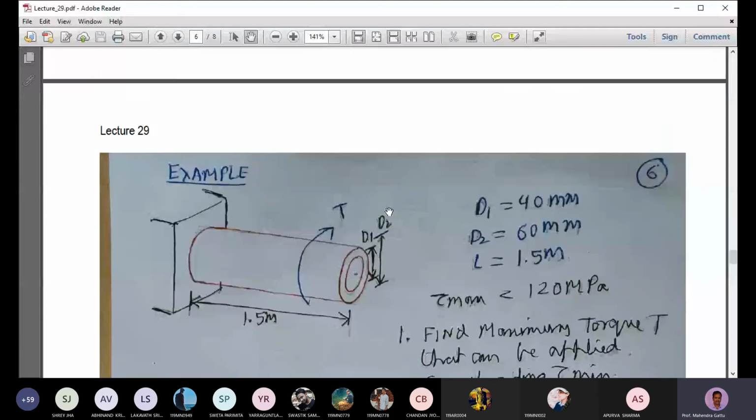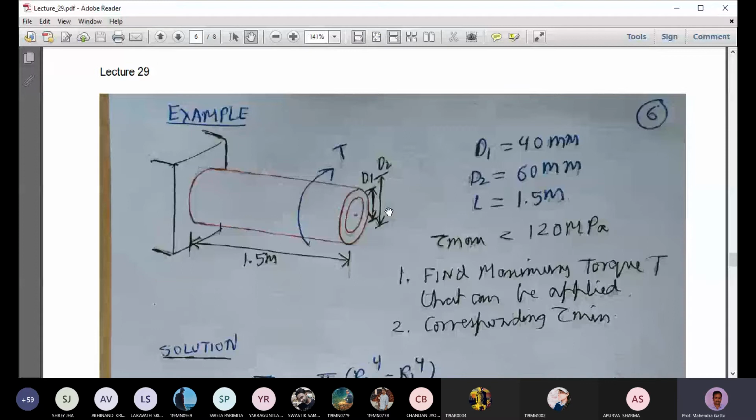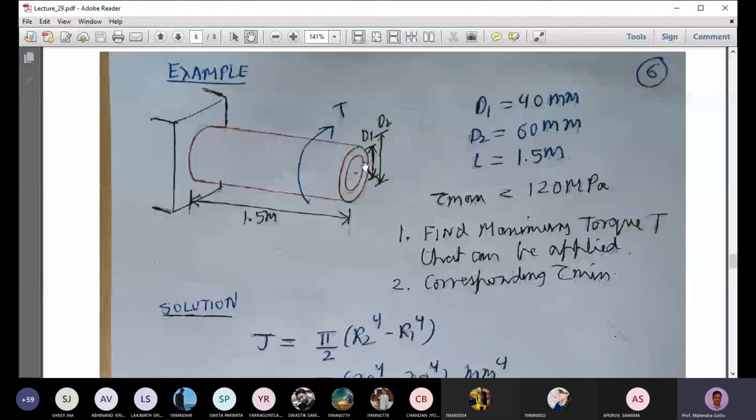So we'll solve a simple example here. So we have a hollow circular shaft, and the outer diameter is 60 millimeters, inner diameter is 40 millimeters. The total length is 1.5 meters. The maximum allowable shear stress is given as 120 megapascal. So we are asked to find what is the maximum torque that can be applied, and if you apply that maximum torque, which produces the maximum allowed stress, what will be the minimum shear stress coming on the shaft?